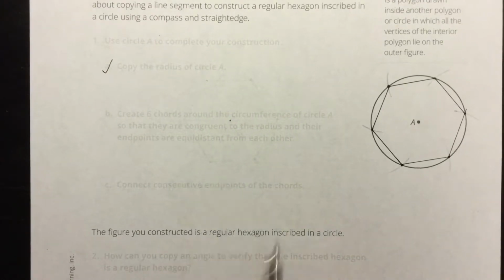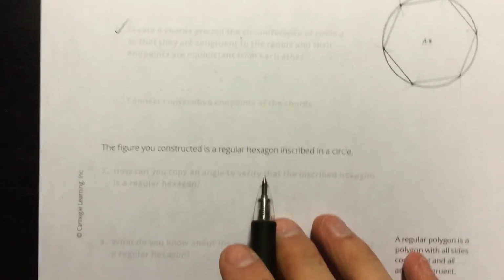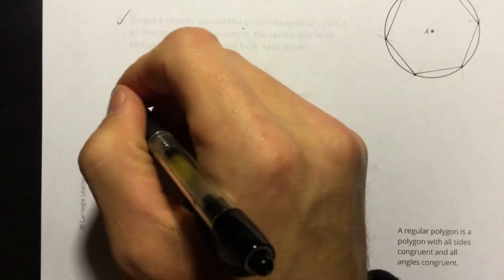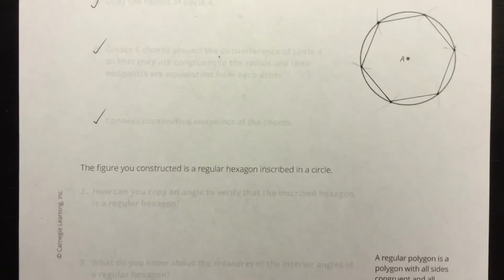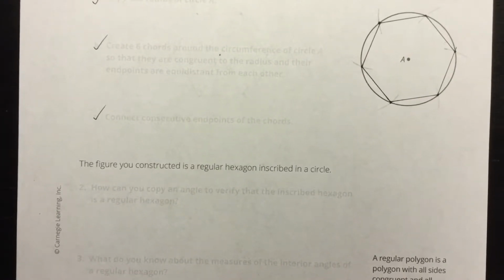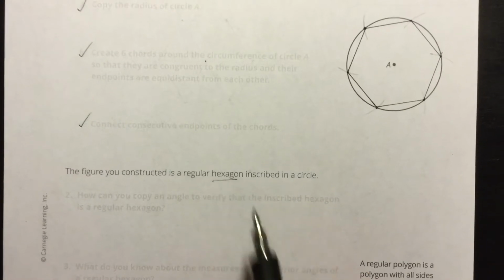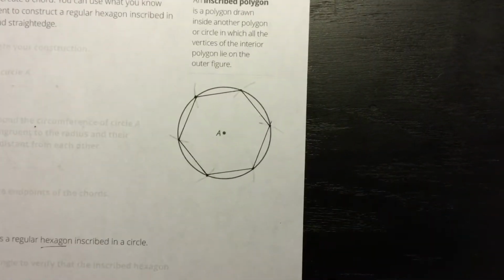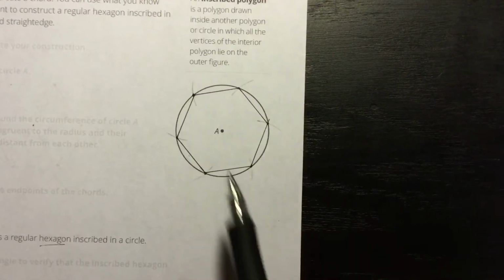So there you go. Now I've created 6 chords. I've done part B. That's good. Oh, connect consecutive endpoints of the chords. Okay, that's what we did there. So now it says the figure you constructed is a regular hexagon inscribed in a circle. So y'all know what a hexagon is. It's a polygon with 6 sides, which if we count 1, 2, 3, 4, 5, 6, that all fits.